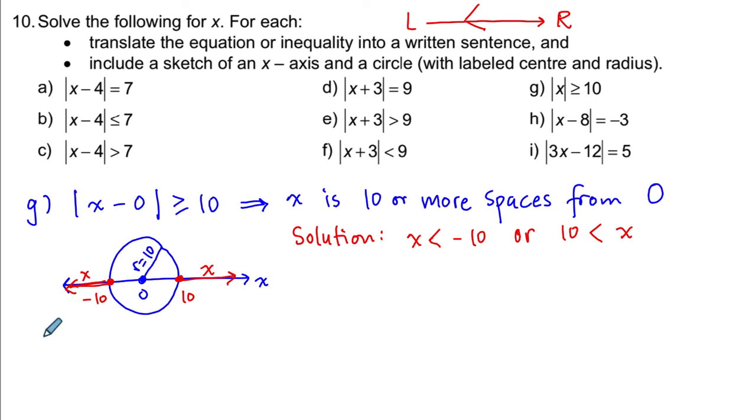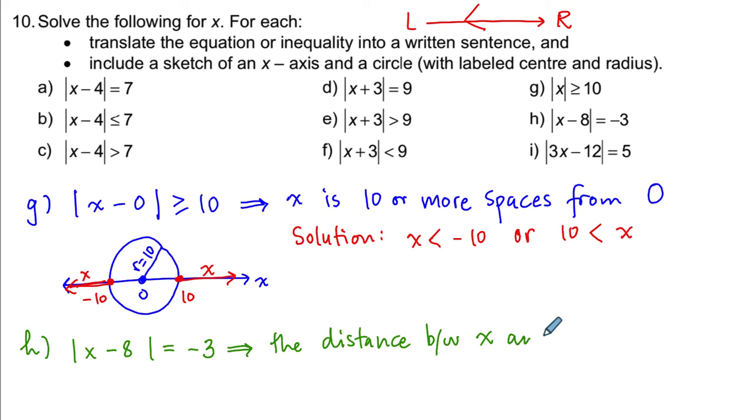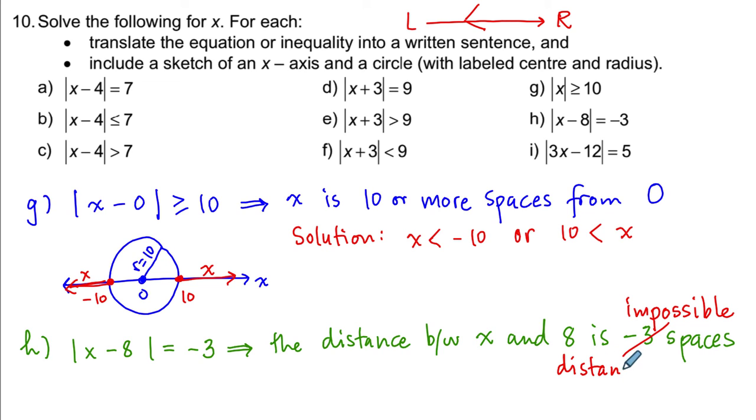In part H, we can interpret this one. We do have a subtraction, so it says the distance between x and 8 is negative 3 spaces. And of course, this is a problem because we can't have a distance that is negative. So the distance between x and 8 is negative 3. Well, this is an impossible statement. So keeping in mind what the meaning of these things means allows us to solve just by logic. So knowing that a distance of negative 3 is impossible means that we have no solution to this equation.